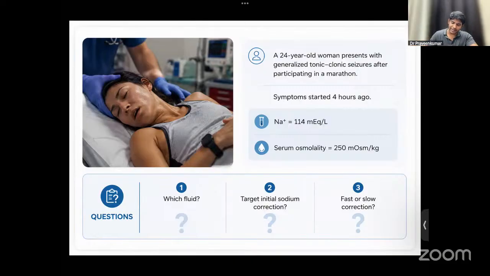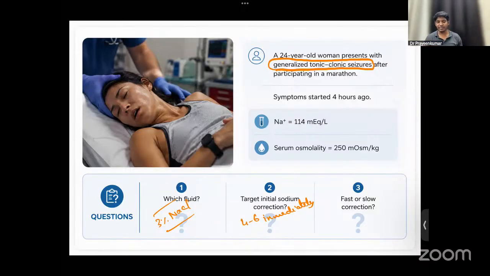Yeah, someone says it is 3% saline. Okay, excellent. So what is the target initial sodium correction? Tell me. Yeah, someone says 120, 124. No. But the target initial sodium correction for this patient is going to be 4 to 6 immediately. Reason? This is generalized tonic-clonic seizure, which is severe symptomatic hyponatremia. So you should give 3% saline as the bolus to immediately increase your serum sodium level by 4 to 6.